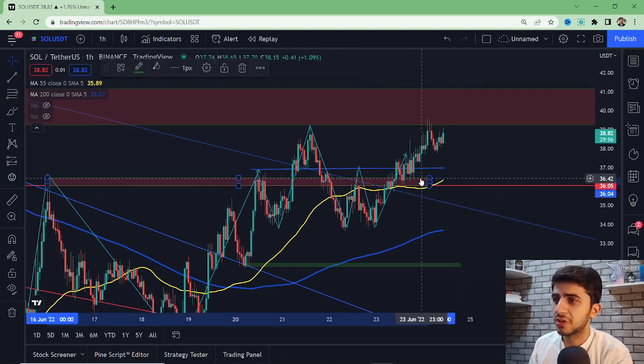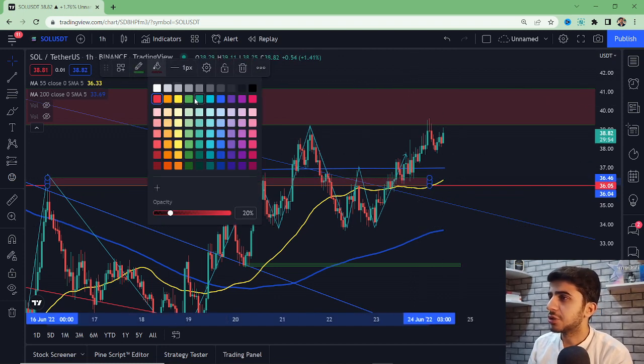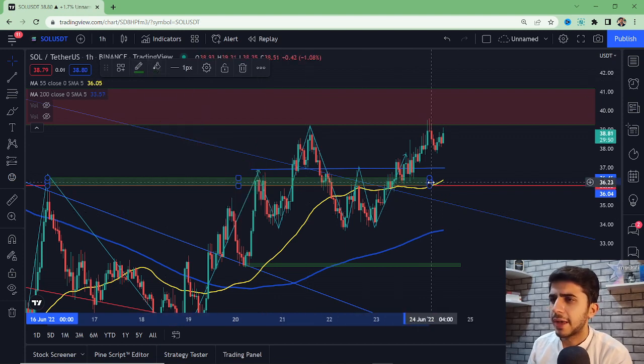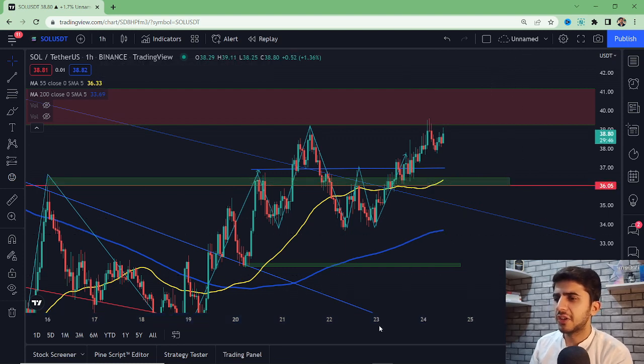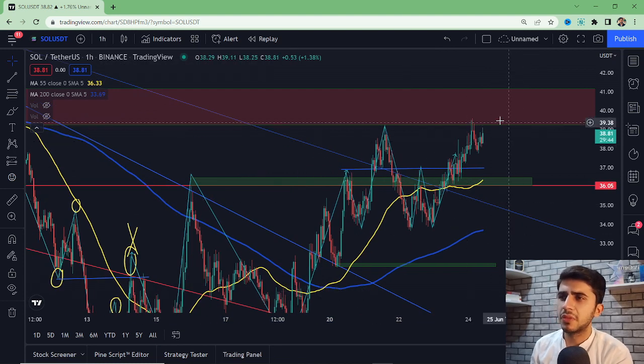because you flipped this area into support. Let me just change it into green, this green, and extend this little support towards this side.